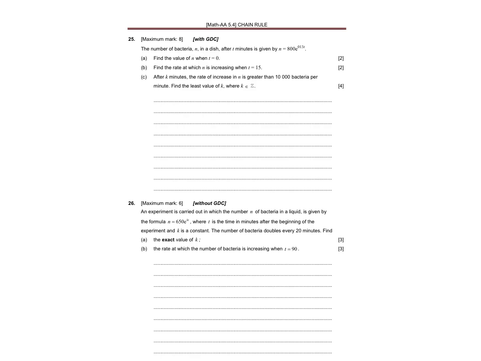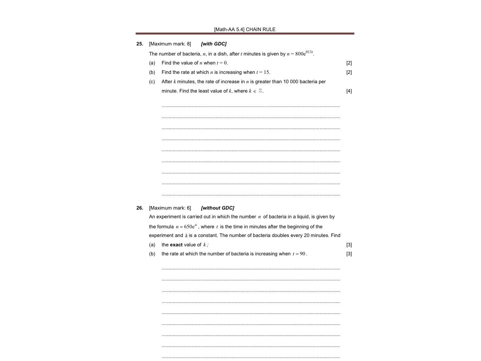All right, so the number of bacteria in a dish, N, after T minutes is given by that. So A, we have when T is 0, so that's just going to be 800 e to the 0, which is just 800. For B, find the rate at which N is increasing when T is 15.